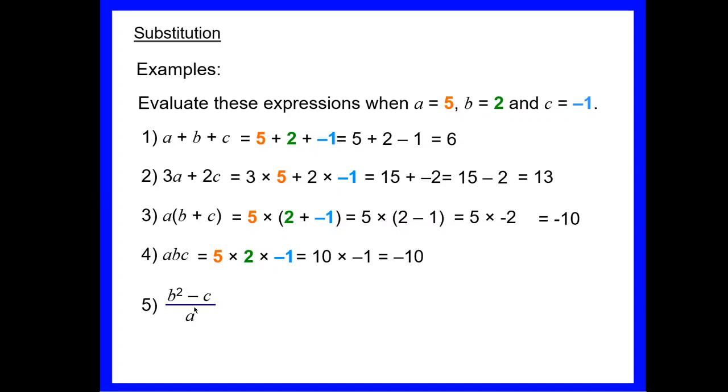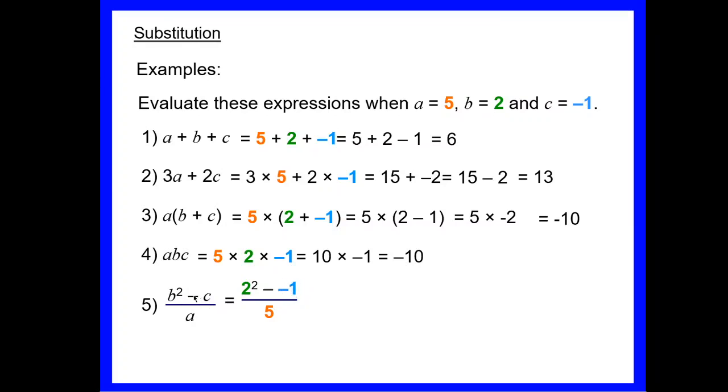Our last one then, so we've got a few more things in here. We've got a squared, and we've got our fraction line here, remember, which is a division. First step though is still always to substitute. So our b was 2, so we've now got 2 squared, minus our c, which is minus 1. Okay, so be really careful here.